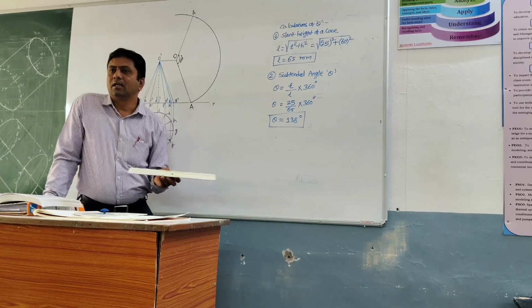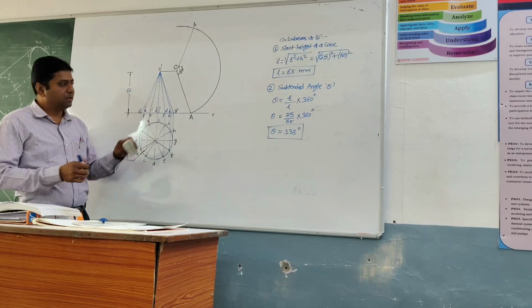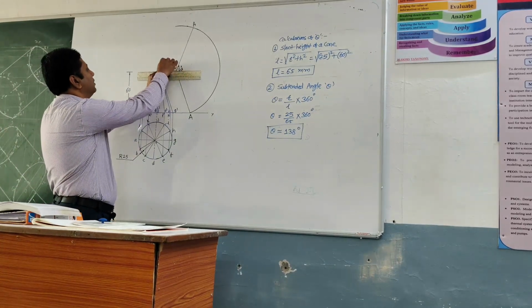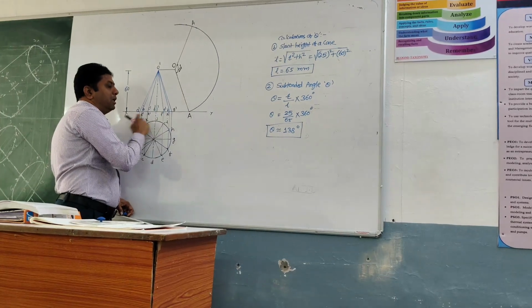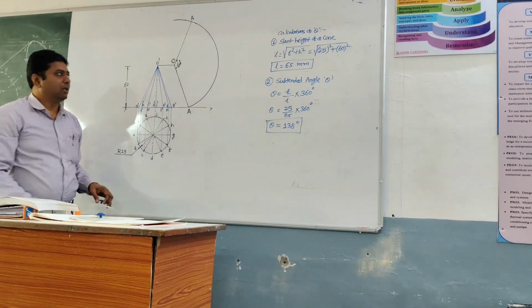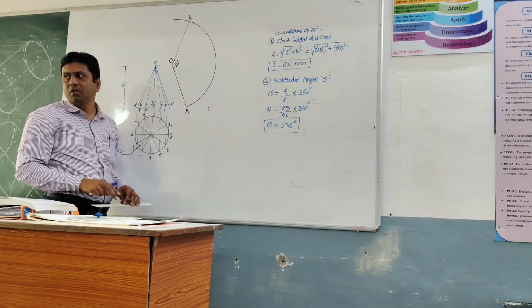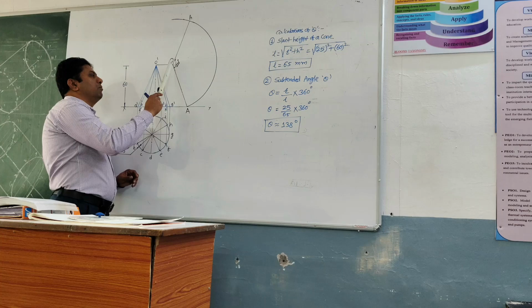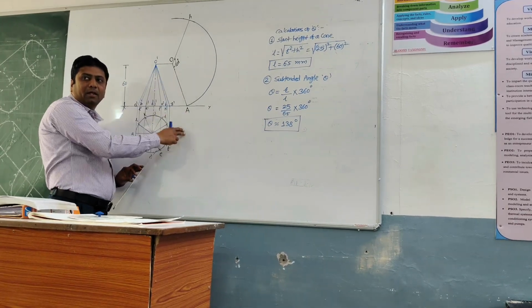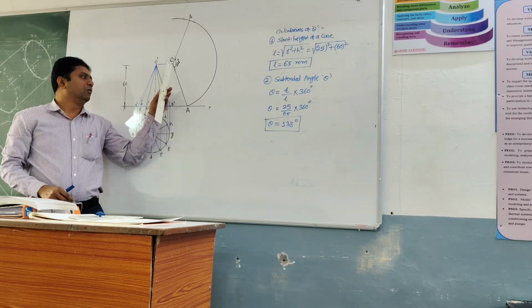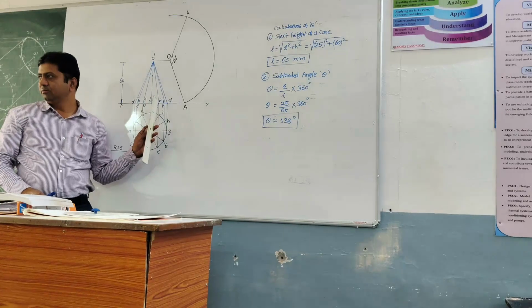The next step: on the drawing sheet, with the help of your drafter, just draw a small horizontal line parallel to x. Then on that line, mark any point O. Anywhere you can mark any point O. From O, draw a parallel line OA such that OA equals 65 mm and it is parallel to the Z line.